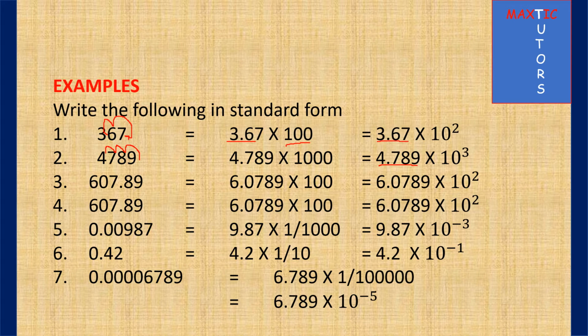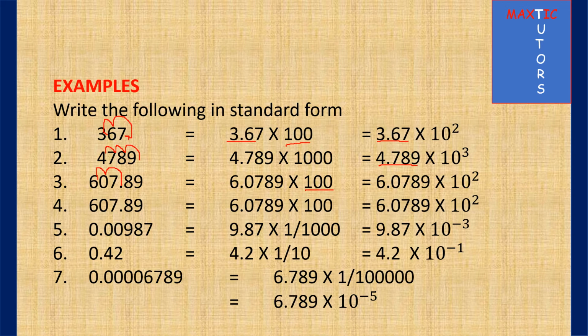So we are right. The same goes for 607.89. How will you get a number less than 10 here? It is when you have 6.0789. And how many times did you shift it? You shifted it 2 times backward. That's times 100, and 100 is 10 raised to the power 2. So all these are the ways in which you can express numbers in standard form.